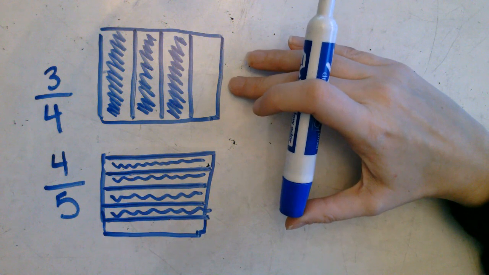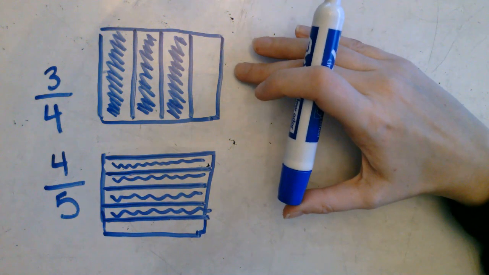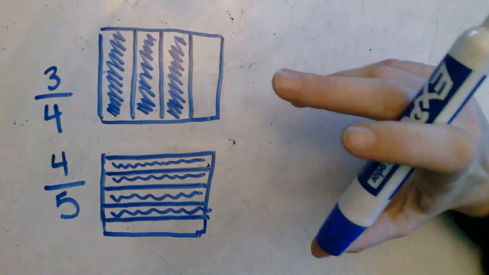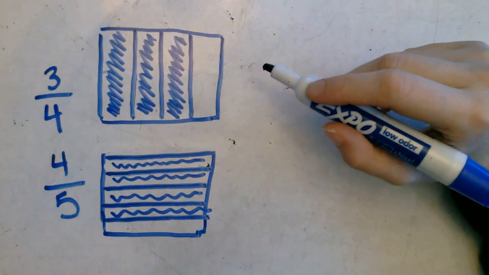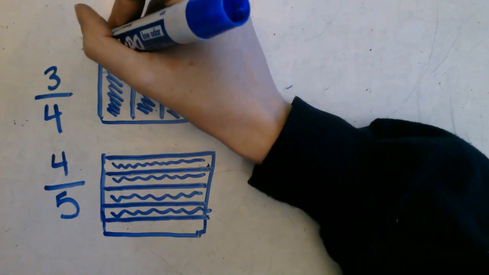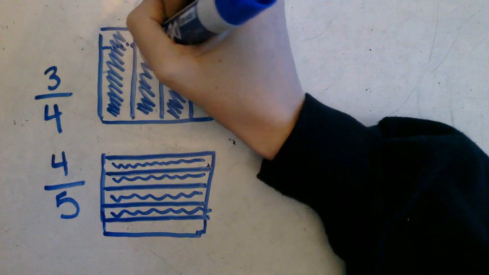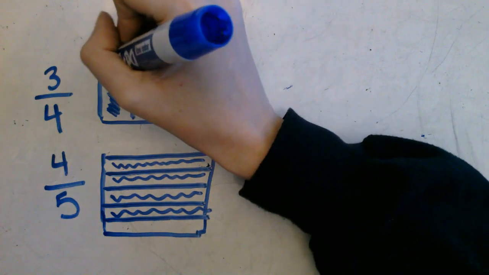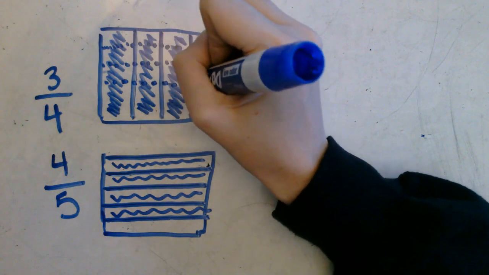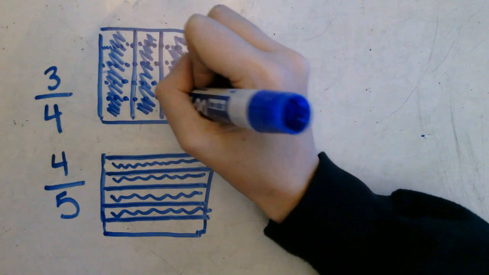We're going to work with our 3/4 first. Let's partition each fourth into 5 equal pieces. To do that, we are going to draw 4 lines across. Let's just draw dotted lines. Put them across our top shape. 1, 2, 3, 4.